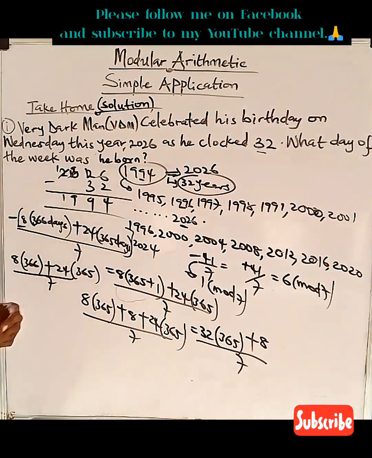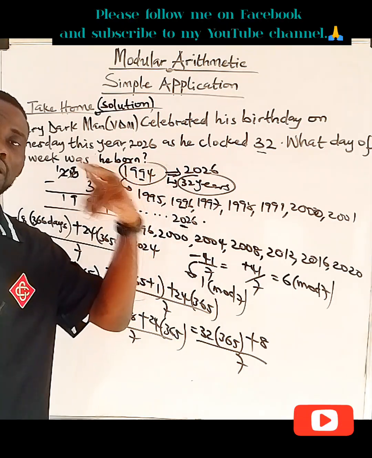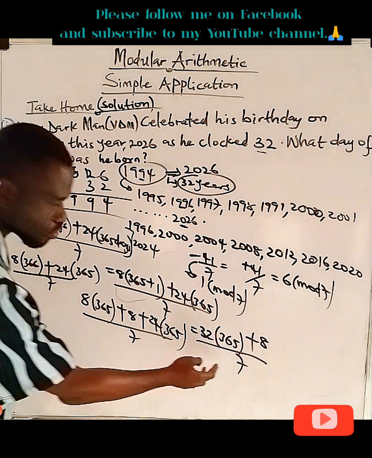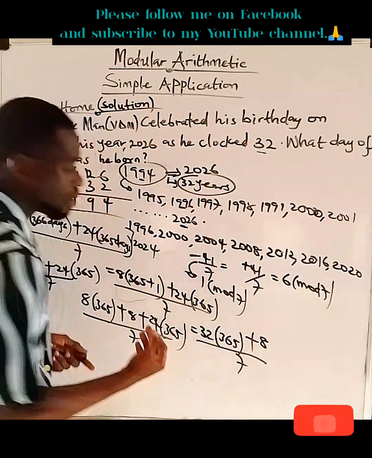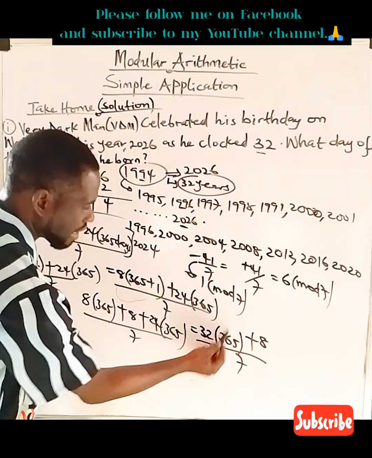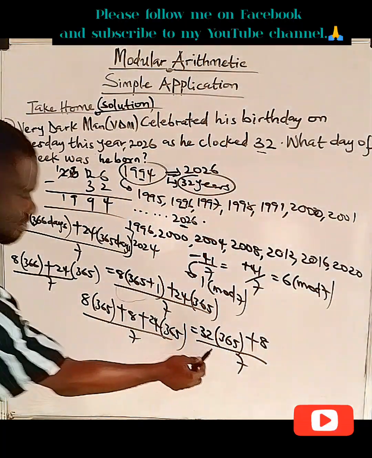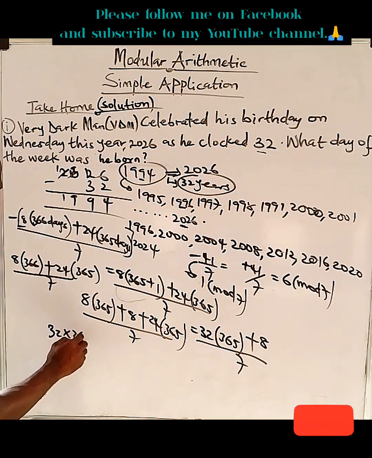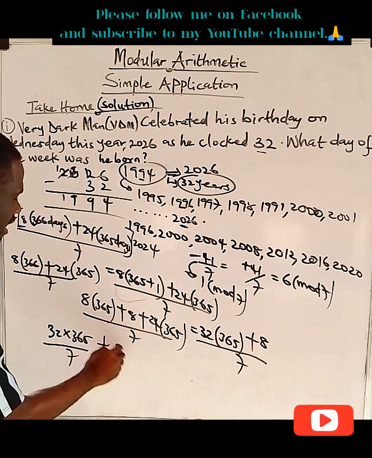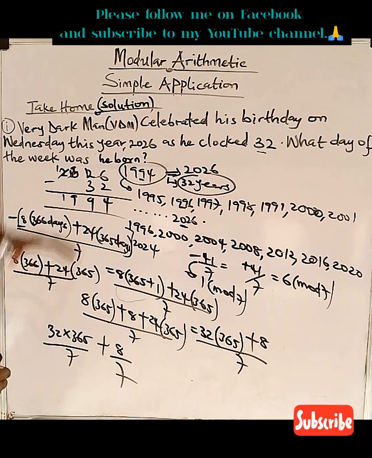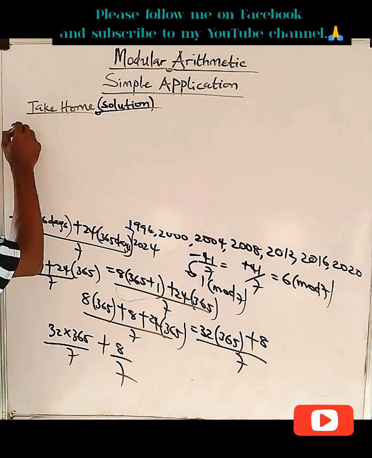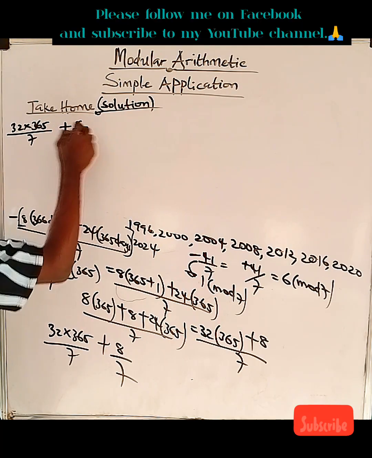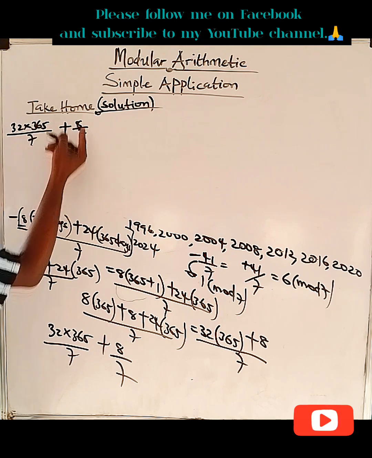In our previous lesson, we already looked at some of the difficult applications of modular arithmetic. One of them is how to divide very massive numbers using the modular arithmetic approach. So we're going to be doing that. 7 divides this and 7 divides 8. So what do we have? We have 32 times 365 over 7 plus 8 over 7. So we're going to bring it up to this place.